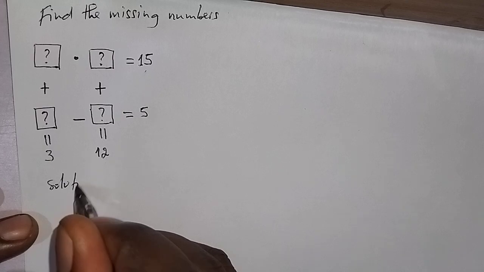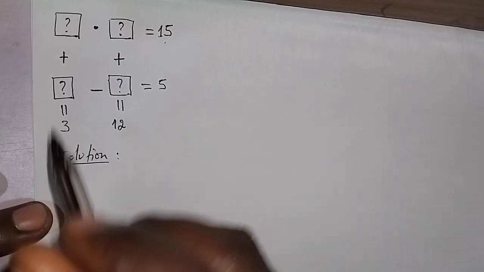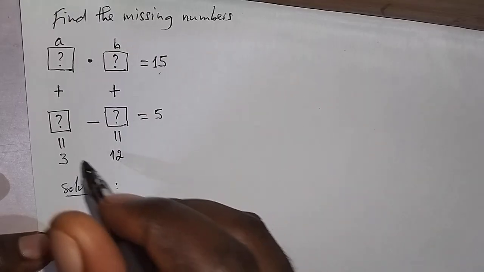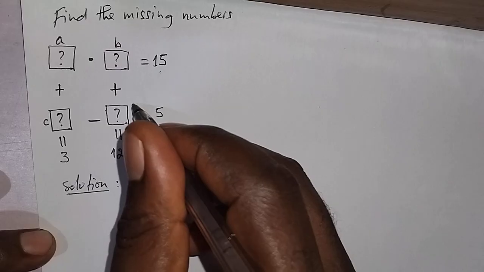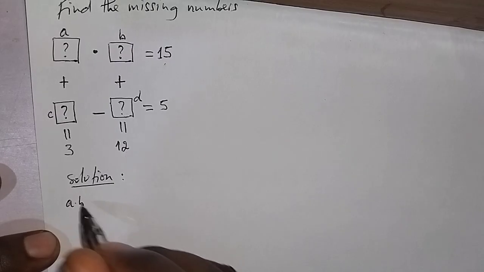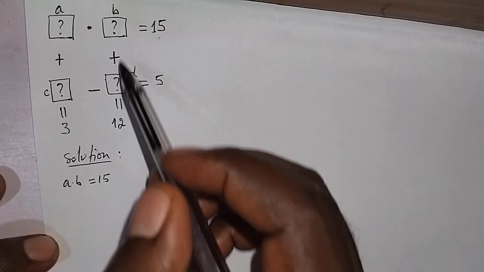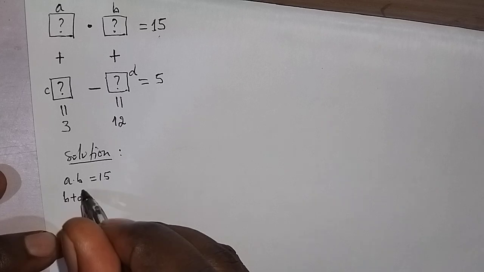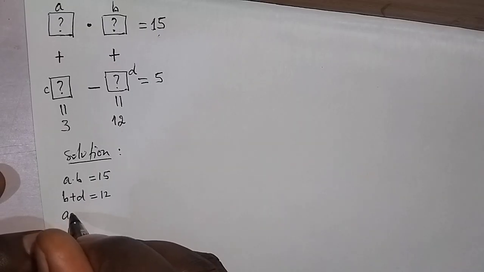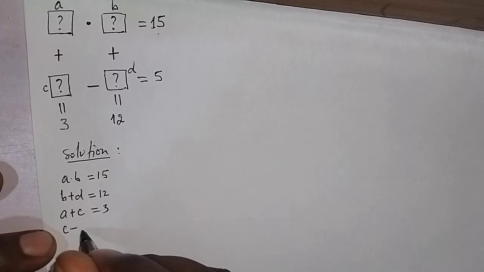Solution. From the figure, let this number be A, this number be B, this number be C, and this number be D. So we have A times B is equal to 15, and B plus D is equal to 12, A plus C is equal to 3, and C minus D is equal to 5.